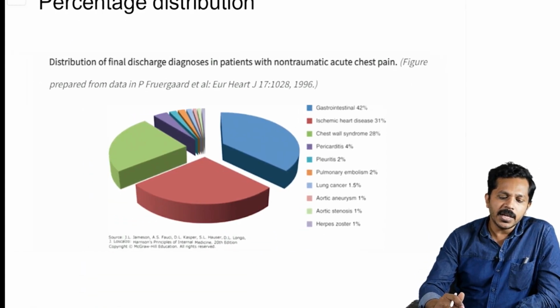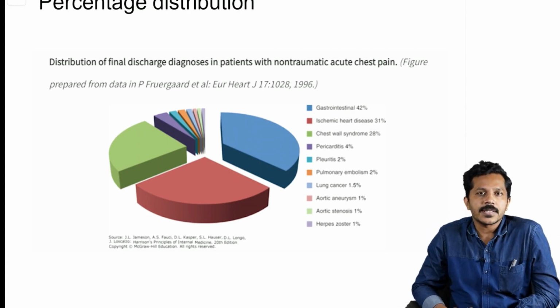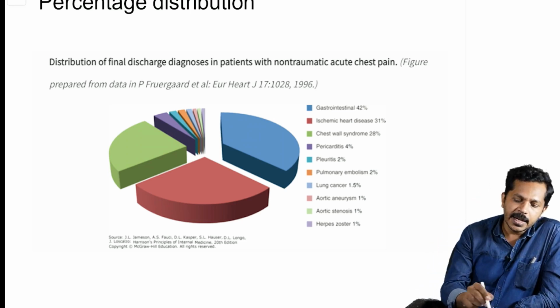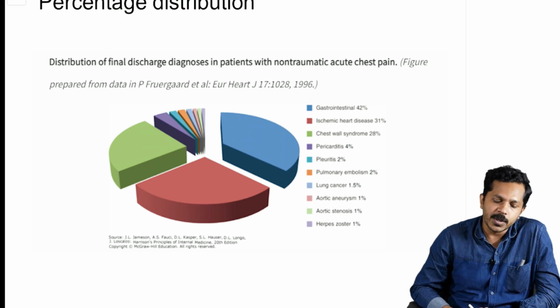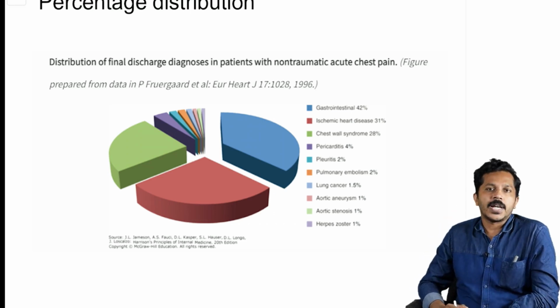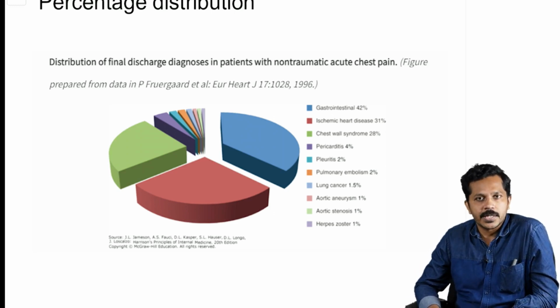Now this is actually to give you an idea regarding which diseases present as chest pain in a casualty. Okay, you can study this. This is a distribution of final discharge diagnosis in patients with non-traumatic acute chest pain. So that is where medicine comes in. The patient comes into the casualty with acute chest pain.